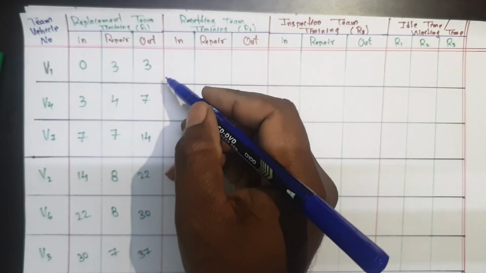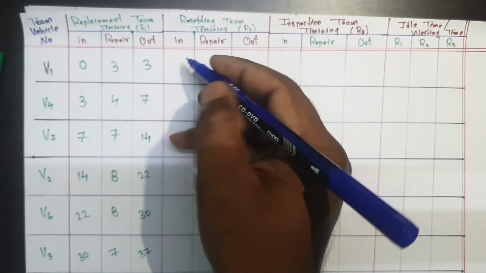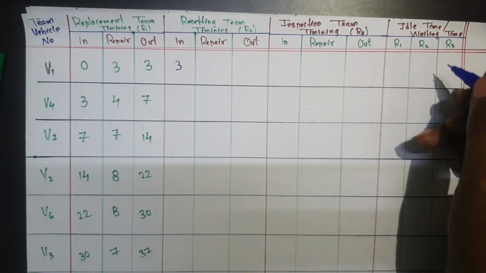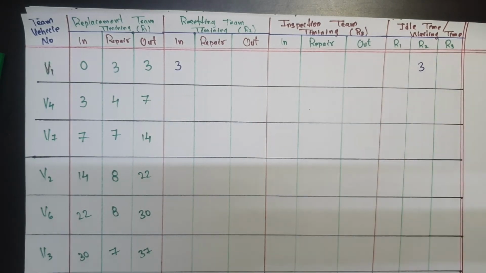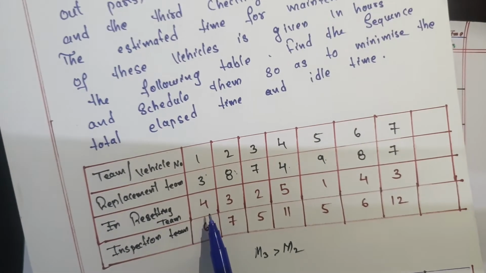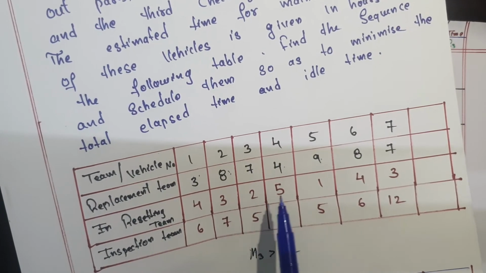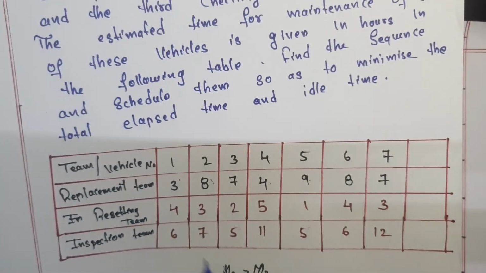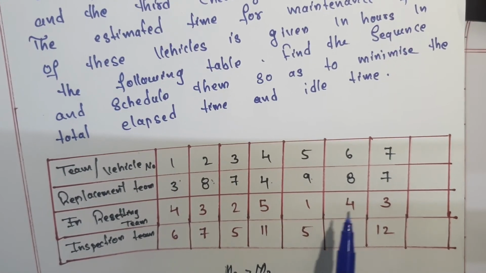After C, whatever the ending point is there for the first one, the same is the starting point, 3 only. Idle time will be how much for machine 2? 3 will be there. Okay? Then again you have to find out in machine 2 whatever the values are there. As you can see 4, 3, 2, 5, 1, 4, 3. These are the values for machine 2.